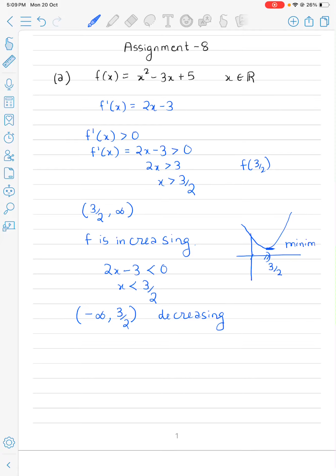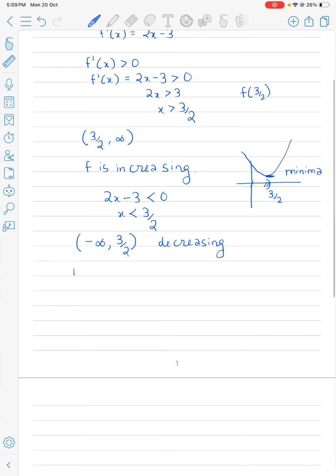Okay. So we have a relative extrema which is a minima at x is equal to 3 by 2, and from 3 by 2 to infinity it is increasing, and from minus infinity to 3 by 2 it is decreasing. Okay.